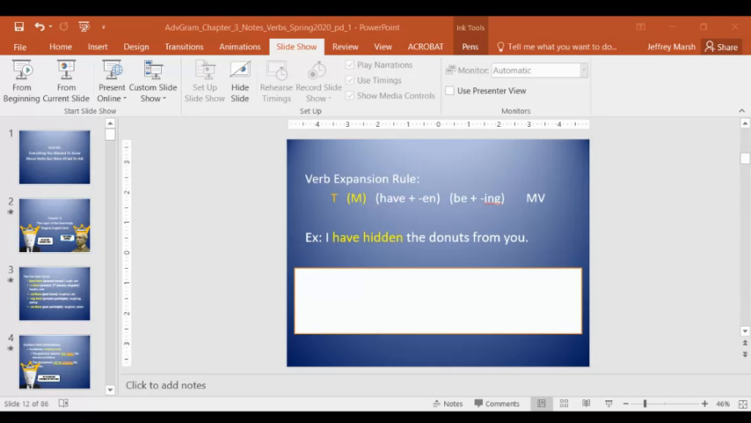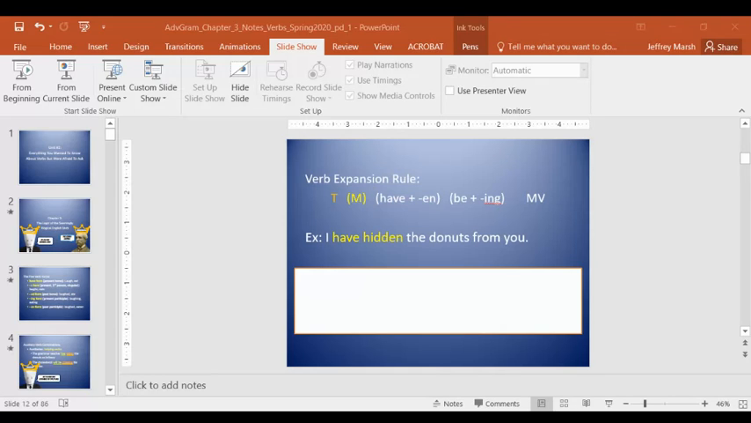Lastly, in our mathematical equation is this MV, which stands for main verb. Everybody has to have a main verb. So if you think about the way the verb expansion rule is written, you have to have a tense and you have to have a main verb. But you don't have to have the rest of these things. But sometimes we do. Sometimes we need an ing. Sometimes we need this have or has or had. And sometimes we need a modal.